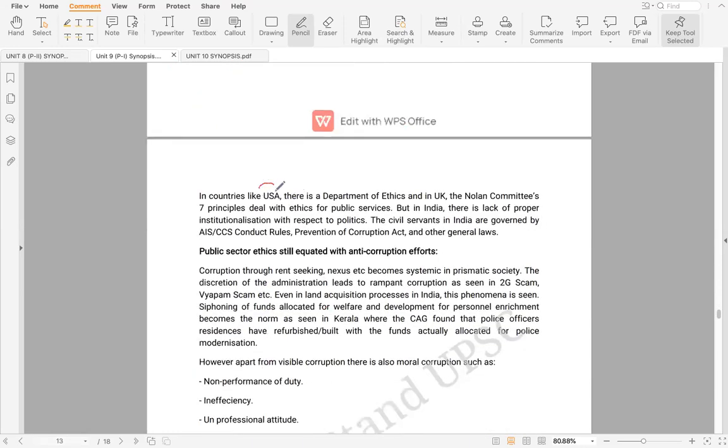For example, in countries like USA, there is a Department of Ethics. In UK, you had the Nodal Committee, which came out of the 7 key principles which deal with ethics of the public services. But in India, there's a lack of proper institutionalization with respect to ethics. The civil servants in India are governed by All India Services or Civil Service Conduct Rules, Prevention of Corruption Act, etc. Public sector ethics still equated with anti-corruption efforts.